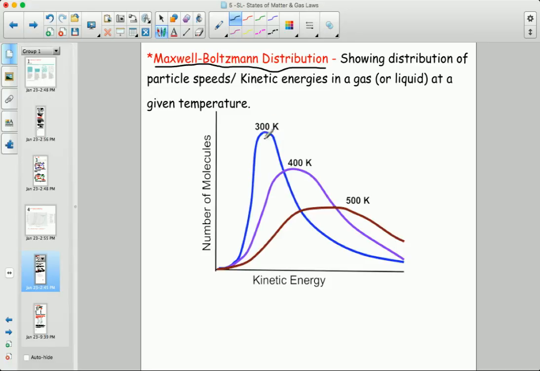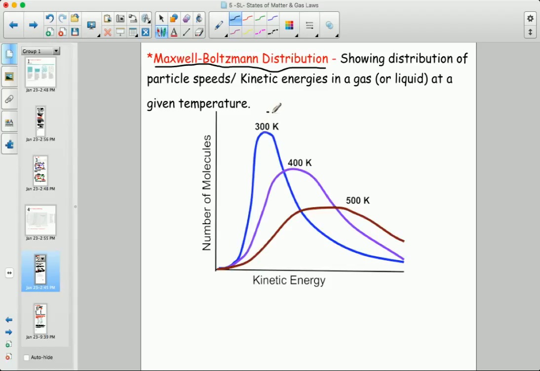300 Kelvin is 27 degrees Celsius, so a warm room. Most of the particles are moving about this fast. They're moving with a certain amount of kinetic energy. The graph shows that there are a few particles that are moving really slow with very low kinetic energy, and there are some particles that are moving quite fast because of the way they're bouncing around. But overall, there's an average speed or an average amount of kinetic energy.